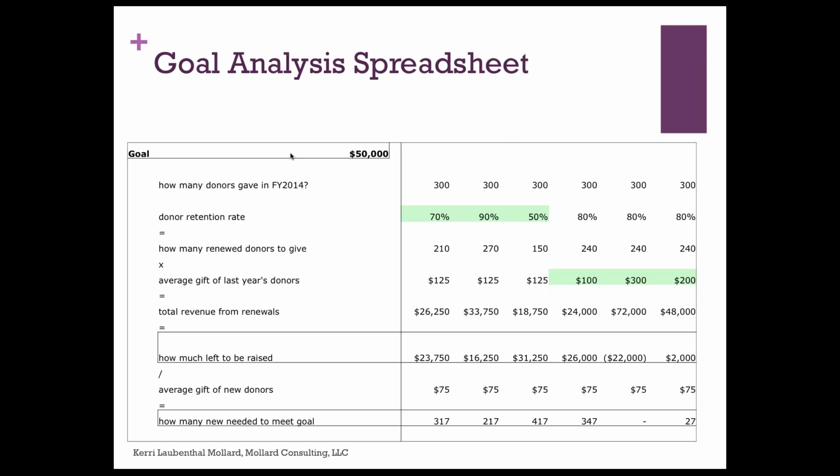Yep. So it can be on a piece of paper. You can print off everybody from your donor list in 14, print off everybody in your donor list in 15, and calculate how many gave. So it doesn't have to be fancy. It's literally measuring: if they gave in year 1, did they give again in year 2?